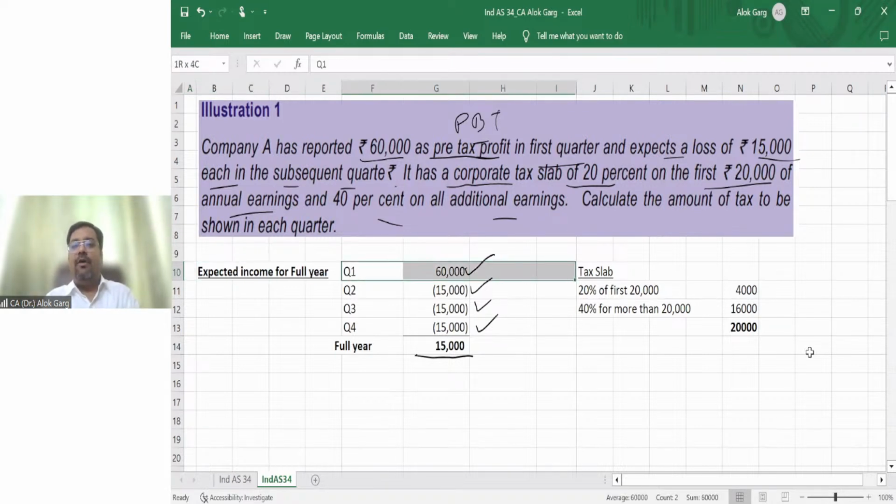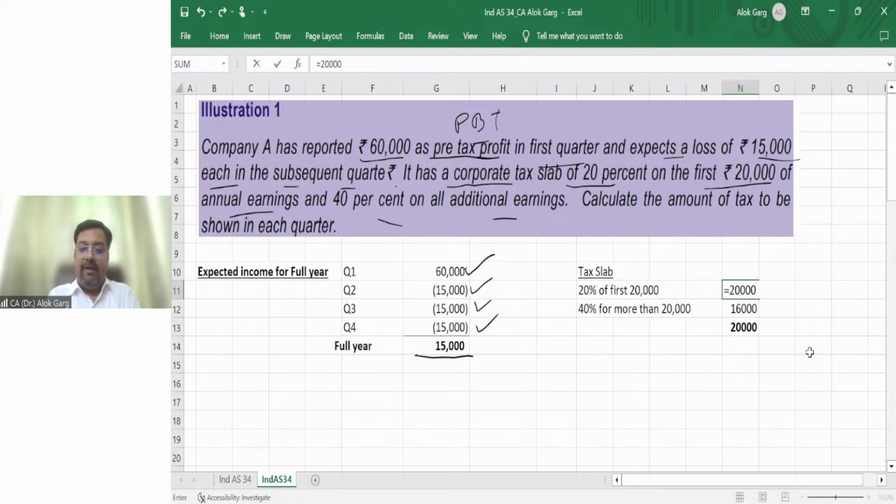So friends, in the first quarter the company has earned 60,000 rupees. What would be the tax if I go by this slab? What will be the tax in the first quarter? The first 20,000 at 20%, equal to 20,000 multiplied by 20%. What is the amount exceeding 20,000? It is 40,000. 40,000 multiplied by 40%. We're going by the slab. And what is the ask of the question? Calculate the amount of tax to be shown in each quarter.